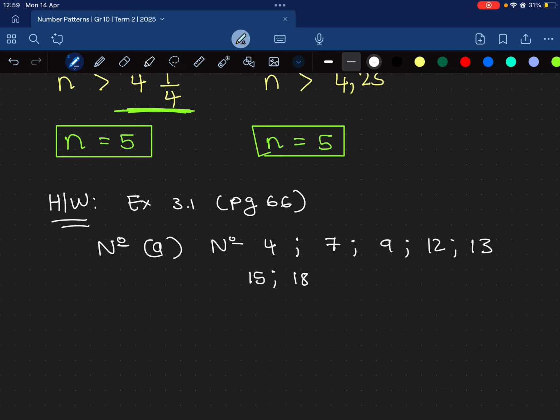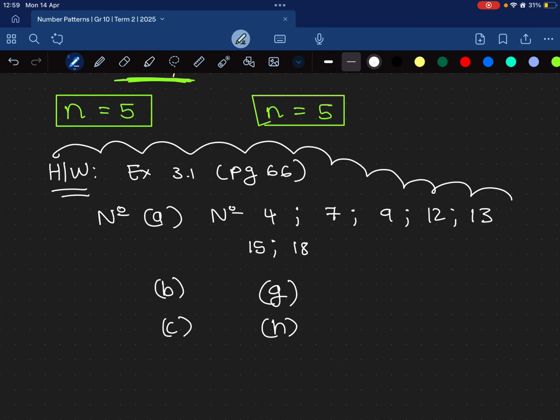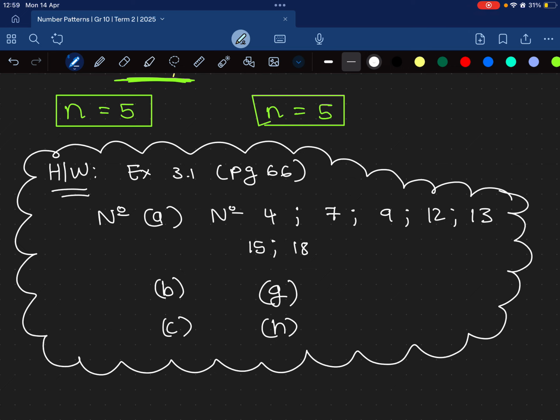Okay, then I also would like you to do number B and number C. And also G and H. Okay, so it's quite a bit, but you have to practice this in order for it to make sense.